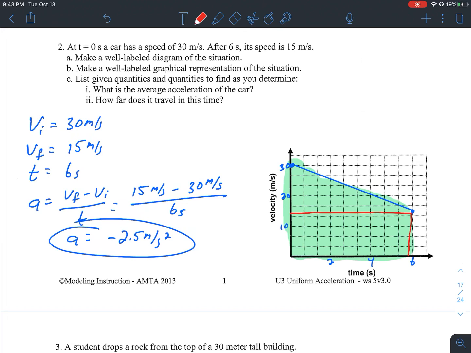Or you could have gone algebraically and found that. We do have two equations that we could utilize. We can use delta x equals v_i t plus 1/2 a t squared, or v_f squared equals v_i squared plus 2a delta x, where we're looking for the displacement, the delta x, in either one. To each his own. You can pick either equation.